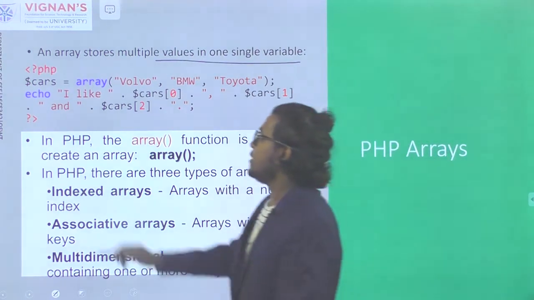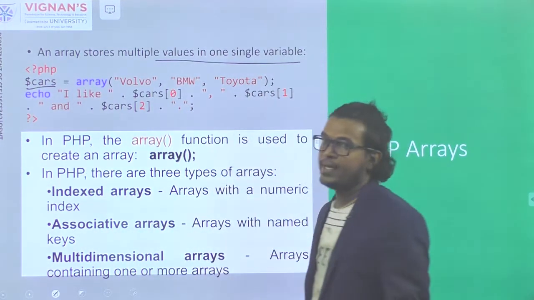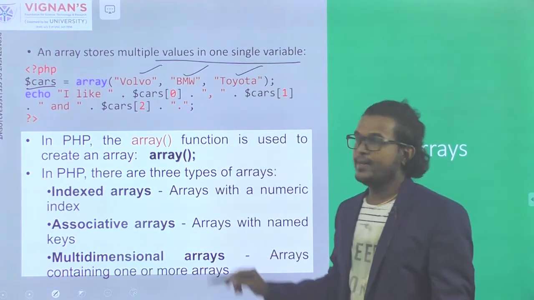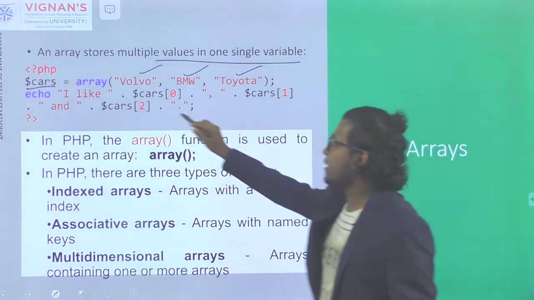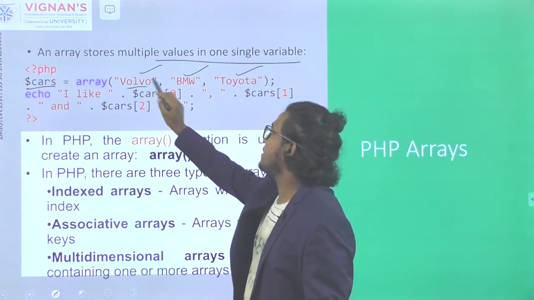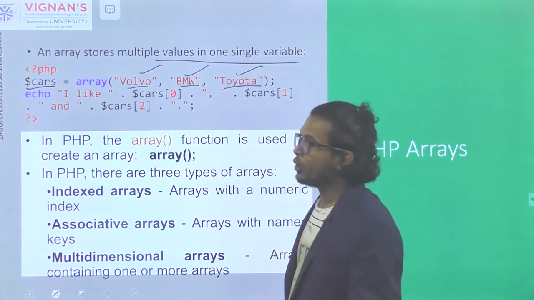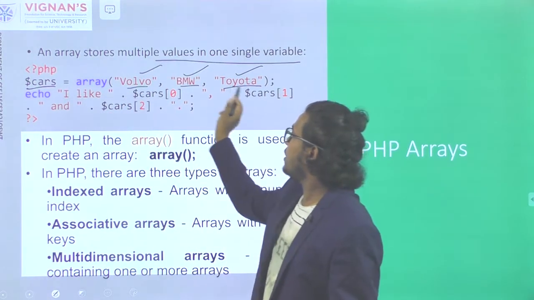For example, we are taking the example of cars. We have different types of cars: first one is Volvo, then BMW and Toyota. These are the elements available in this array. The first element is Volvo, the second element is BMW and the third one is Toyota. Now we are printing all these array values.